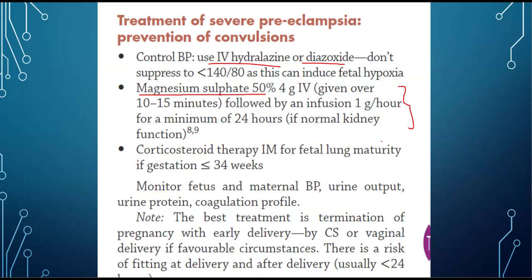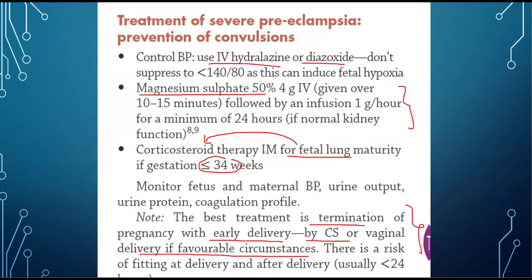And if there is a chance that the baby might be born prematurely, less than 34 weeks, to bring on fetal lung maturity, you will also give a steroid. Okay? So for severe preeclampsia, that's the main treatment. Control the blood pressure with IV antihypertensive, give magnesium sulfate. Best treatment for severe preeclampsia is termination of pregnancy with early delivery by cesarean section or vaginal delivery if favorable.